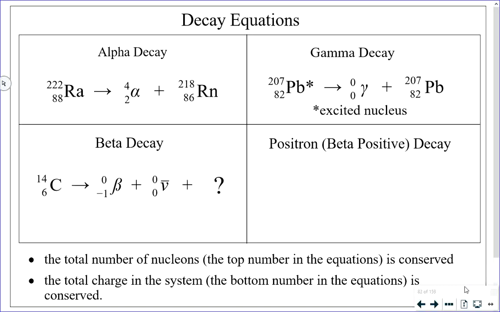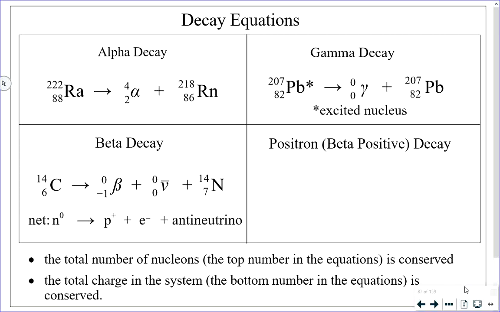Beta decay, I guess you just need to memorize that during beta decay you get a 0, -1 beta particle or electron, and it's always accompanied by an antineutrino. And then you can add up the top numbers and see that you get 14, bottom numbers is 7. You look it up, that's nitrogen.